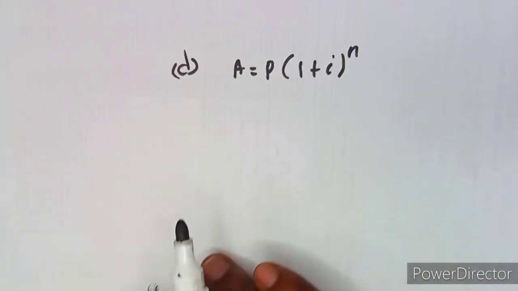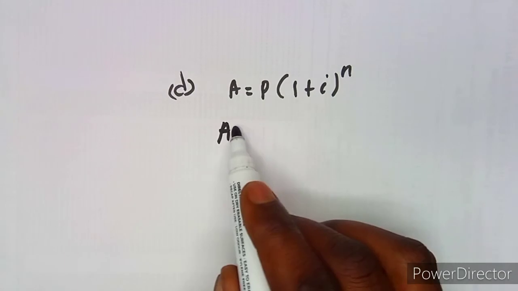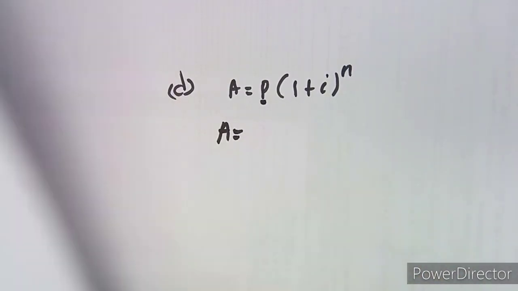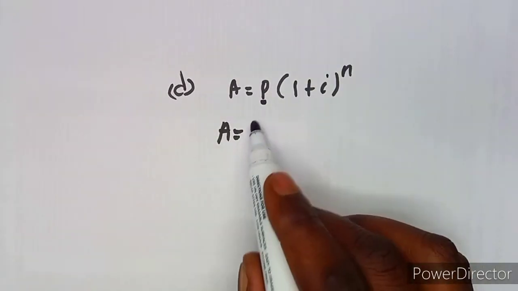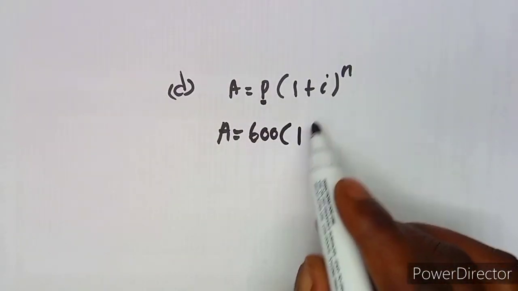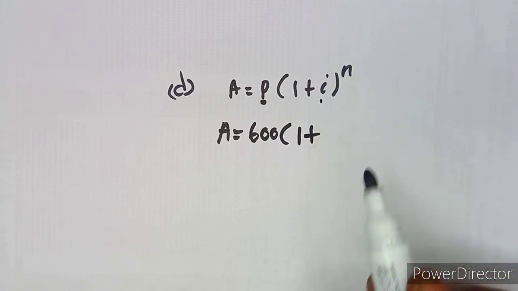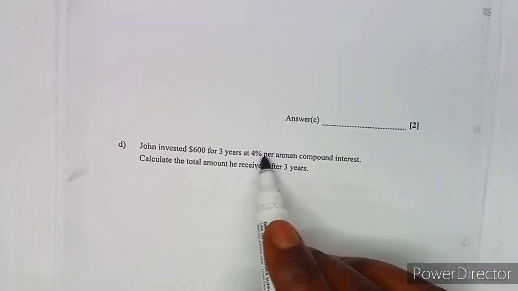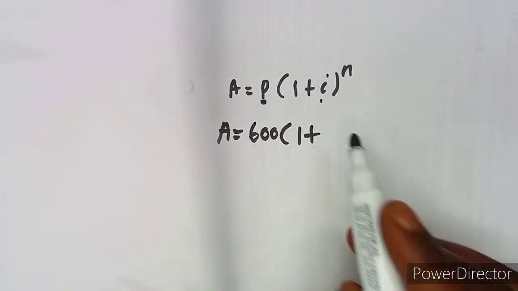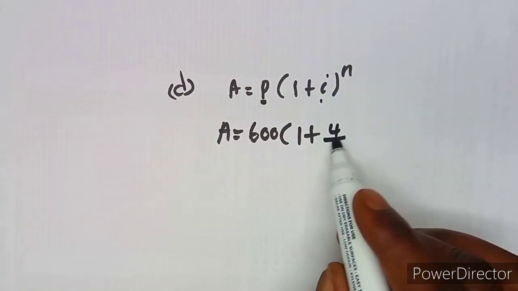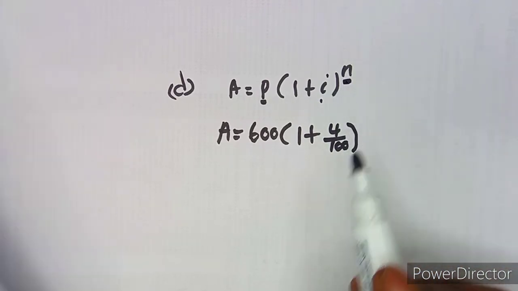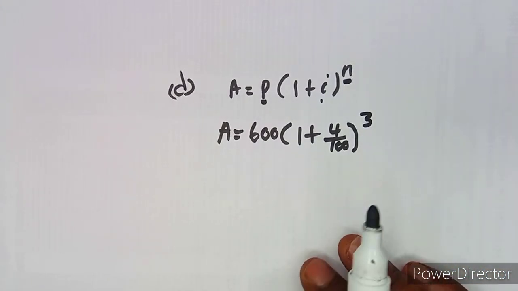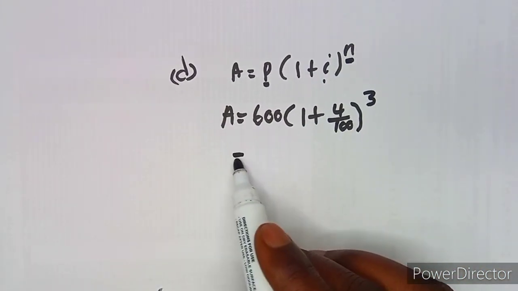So that is going to be the amount after the period: the principal, the amount that was invested, which is 600, into 1 plus the interest rate. The interest rate in this case is 4%, but as a decimal it is 4 over 100, to the exponent of n, which is the number of years, which is 3 years. Okay, so this is what you're going to have at the end. That is for compound interest.